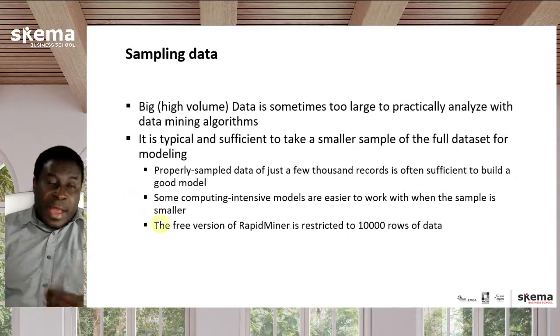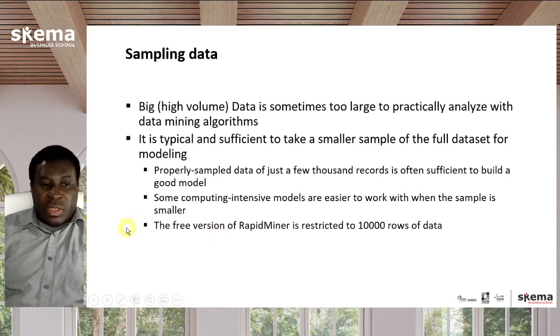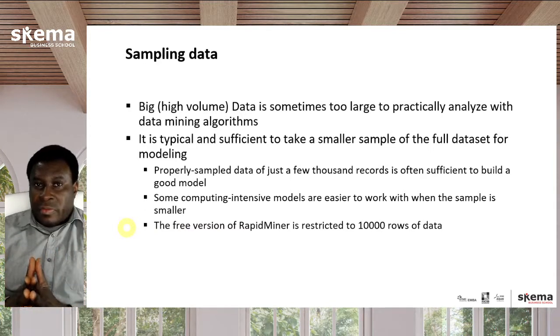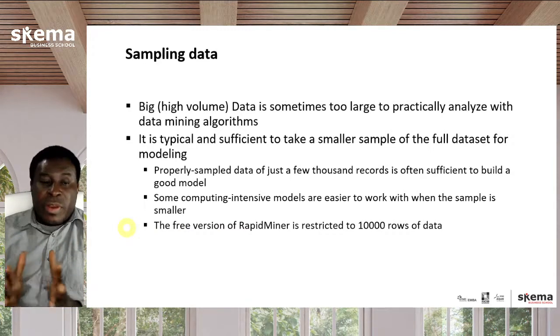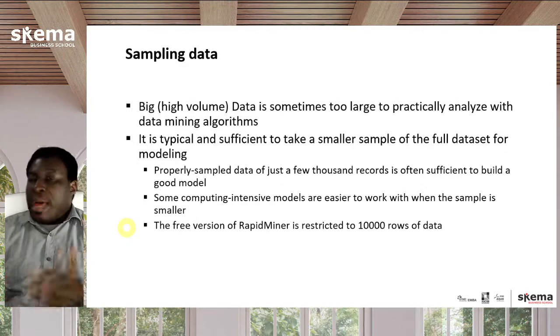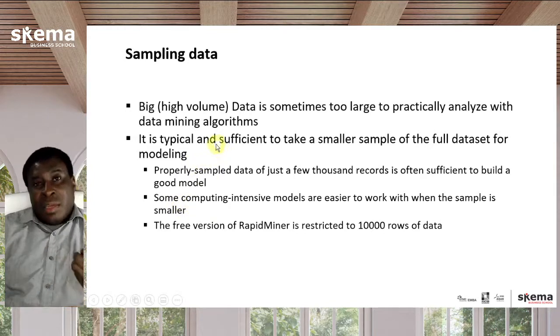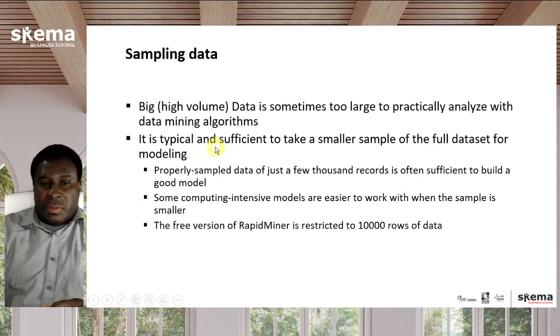Another practical restriction: if you're using a tool like RapidMiner, the free version, if you don't have the funds for a full license, is capped at 10,000 rows of data. And so if you want to work within that free version, you might need to sample your data in order to work within those limits.